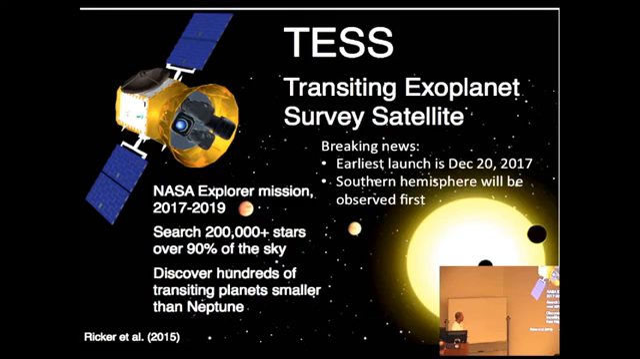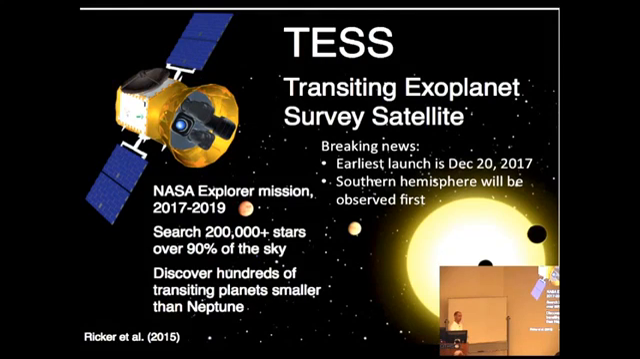I've added this breaking news to this slide that I got from Josh Winn. The earliest launch date for TESS is now set to December 20, 2017, so about a year and a half from now. And then TESS is doing all sky, but one hemisphere at a time. So the first year of operations, it will do the southern hemisphere, and then it will turn over and do the northern hemisphere.